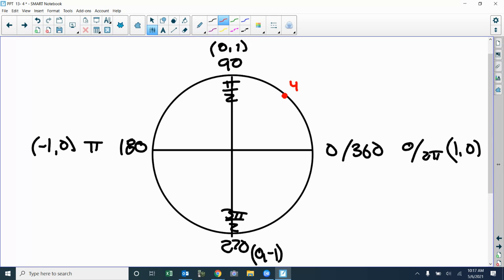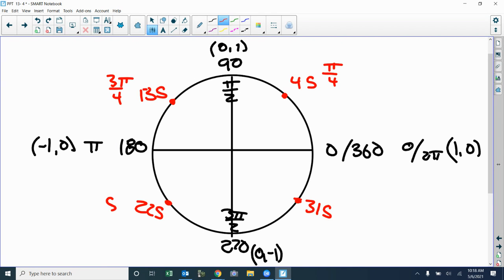45. Remember, the reference angle down to the x-axis is a 45, okay? So think of that. 135 down to the x-axis is a 45. 225 up to the x-axis, and 315 up to the x-axis. Pi over 4, 3 pi over 4, 5 pi over 4, 7 pi over 4.